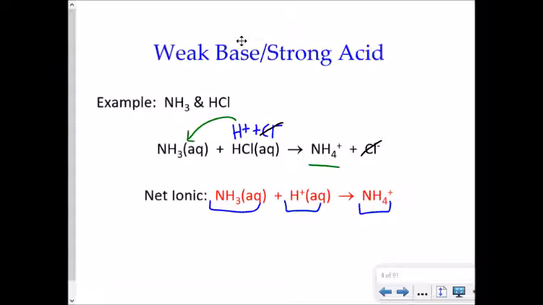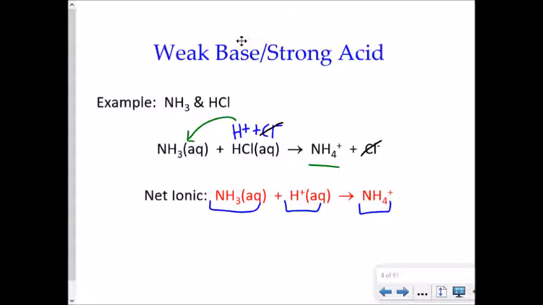So once again, if you see two ions on either side of the arrow here, it's going to end up being a spectator and gets canceled out here. And our hydrochloric acid will donate that H over to the ammonia, creating ammonium. Any questions on that? So this is one particular one where they're showing the weak base strong acid deal, and ammonia being one of the weak bases.